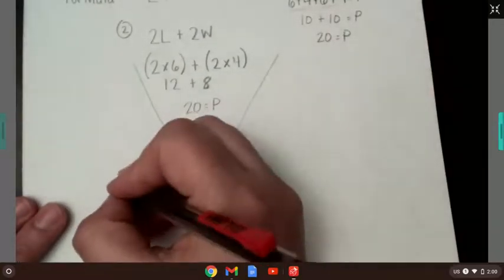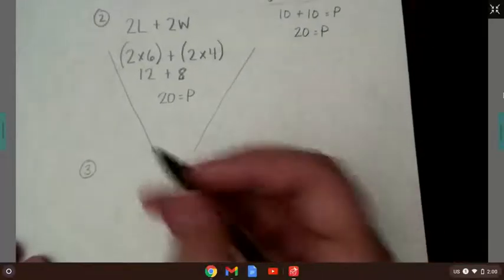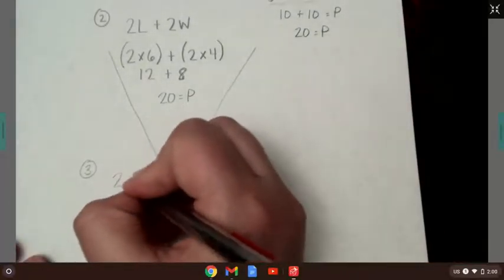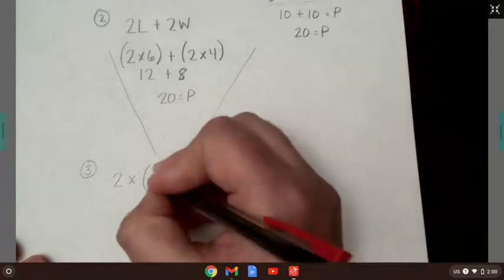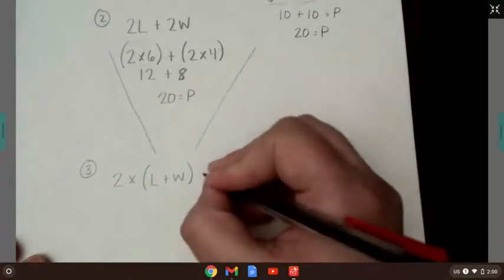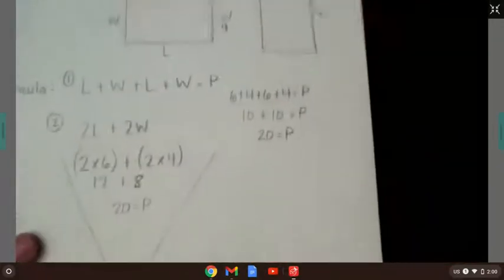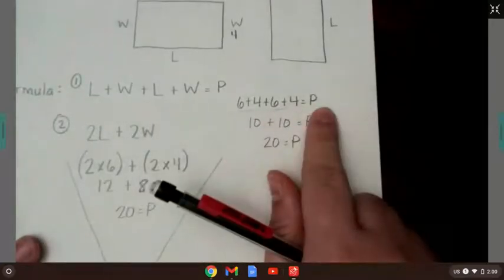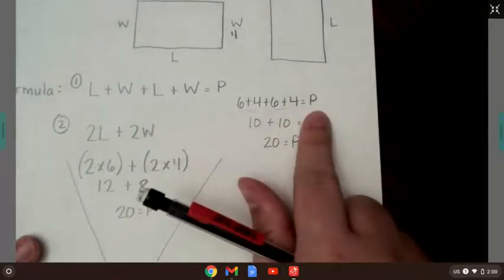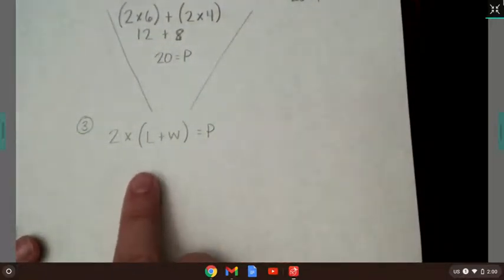Now, the third formula would be 2 times, and then we're doing parentheses, length plus width. Okay, that would be our third formula. And this one's probably easier than both of them. But again, I kind of go back to just adding all 4 sides. I'm kind of a simple gal. I like to add all 4 sides. But this one is really great too.